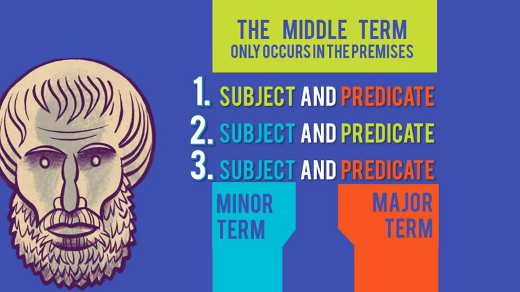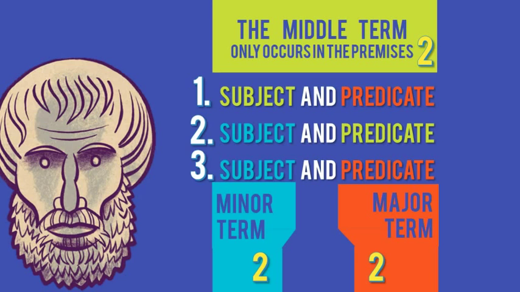You should also notice that each term gets used exactly twice. So the minor term shows up in the second sentence and in the conclusion. The major term shows up in the first sentence and in the conclusion. And the middle term only shows up in the first two sentences.